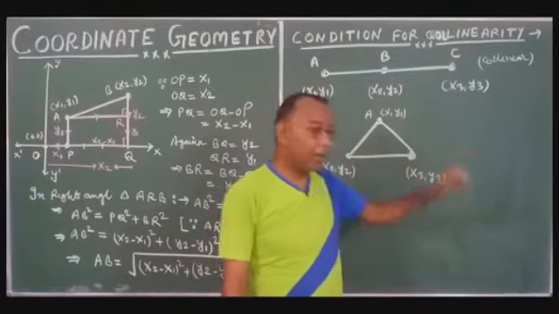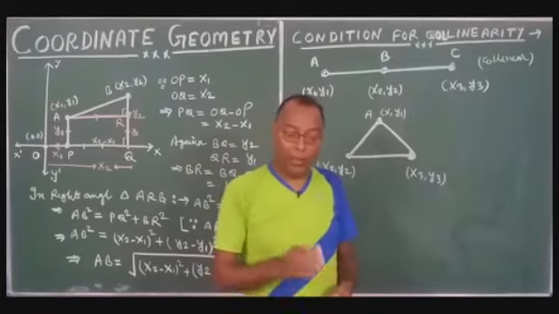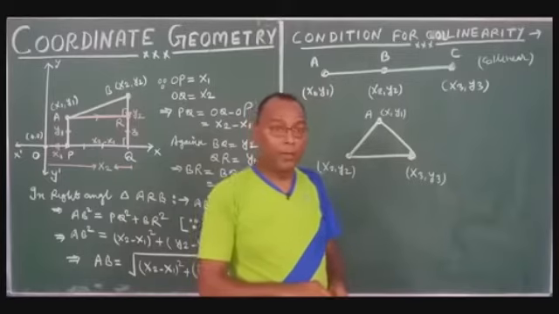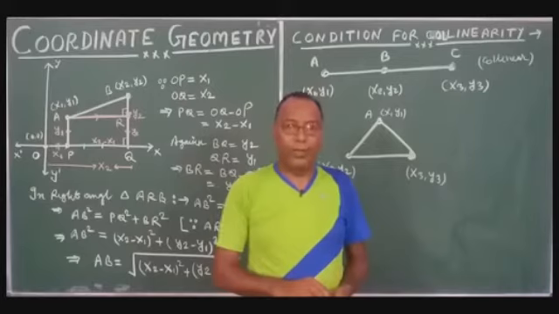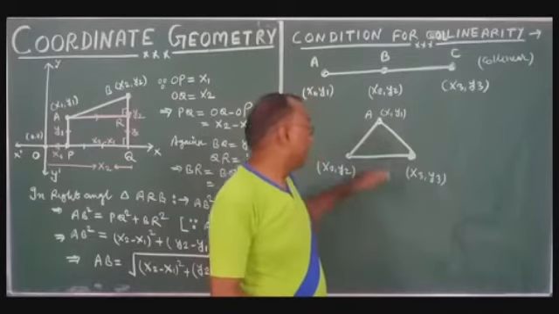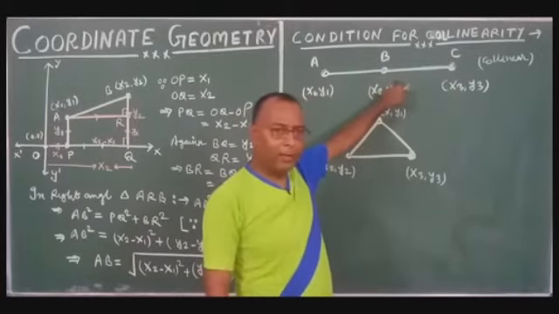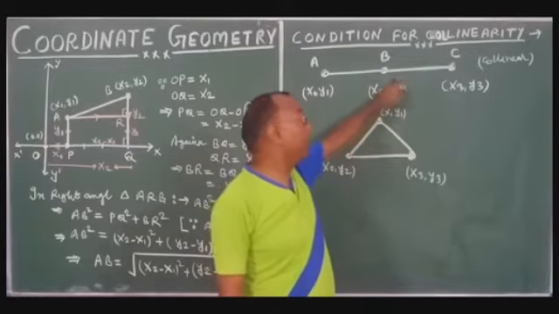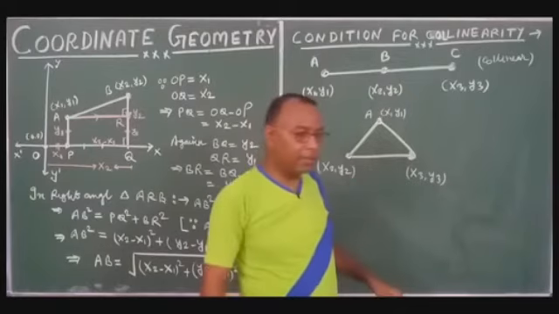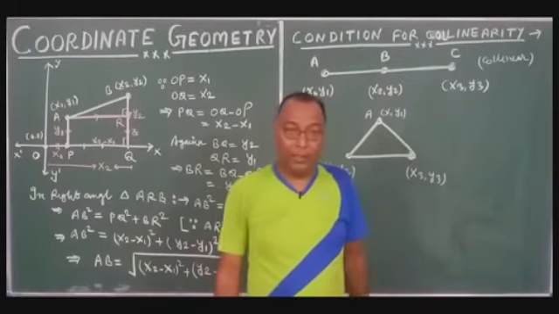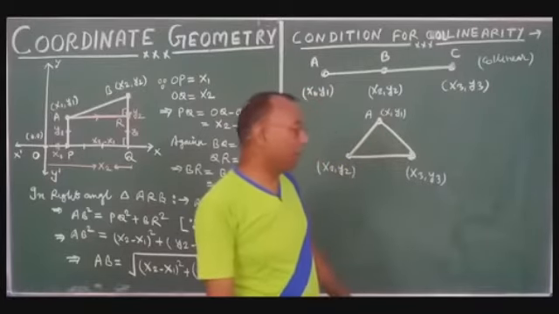If the points are collinear, then there will be no triangle. And if there is no triangle, then there will be zero area of the triangle. If these points are collinear, we can't form a triangle. If there is no triangle, what will be the area of the triangle? The area of the triangle is 0. And if there is some area of the triangle, it means the points are non-collinear.